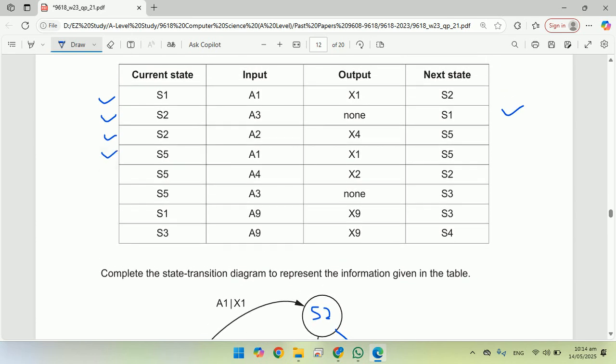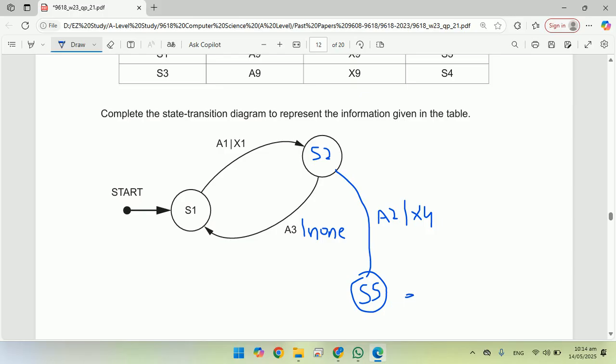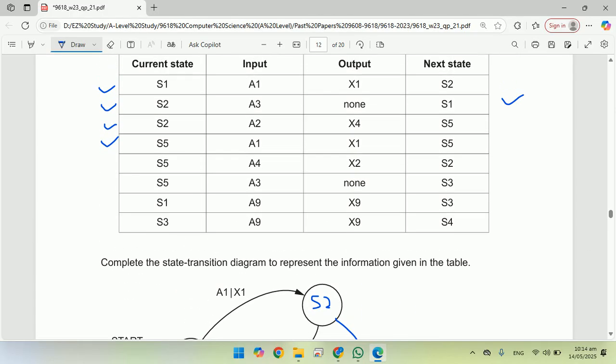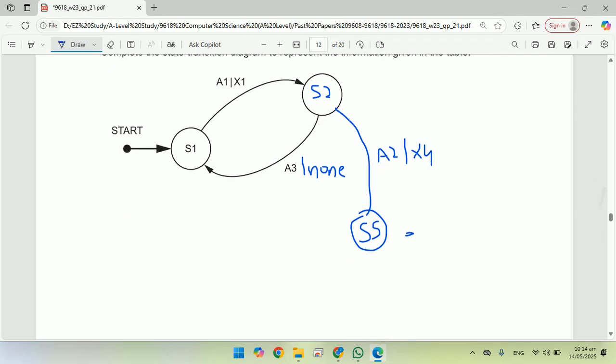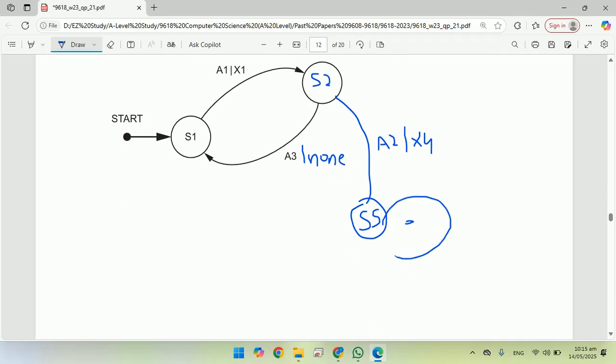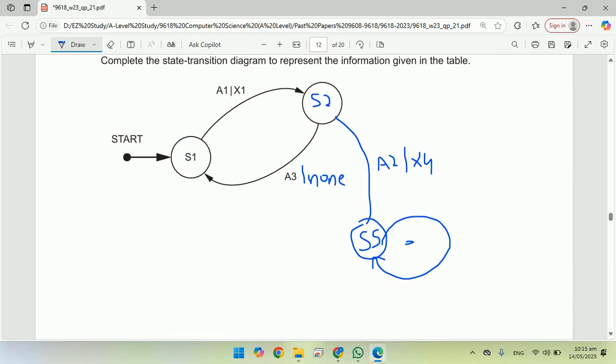Now let's go to the fourth one. It says S5 is the current state, which is the one we have just created, and then it's going to S5, which means it's a loop. It's falling back from S5 to S5 with A1 input and X1 output. So you may say something like this, and this one would be input A1 and X1. So this should be clear.